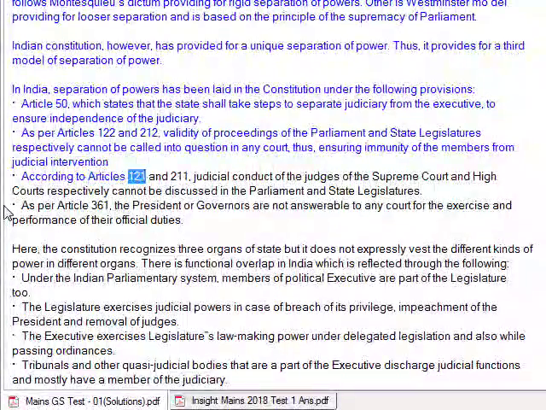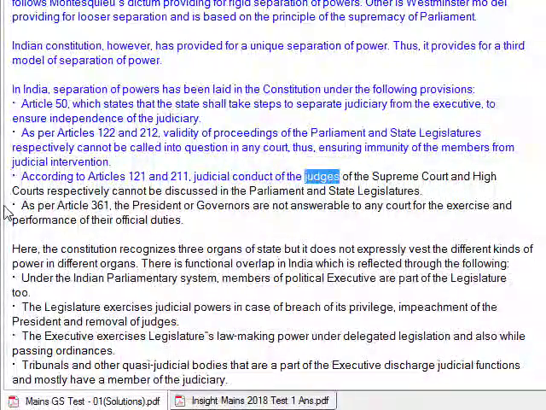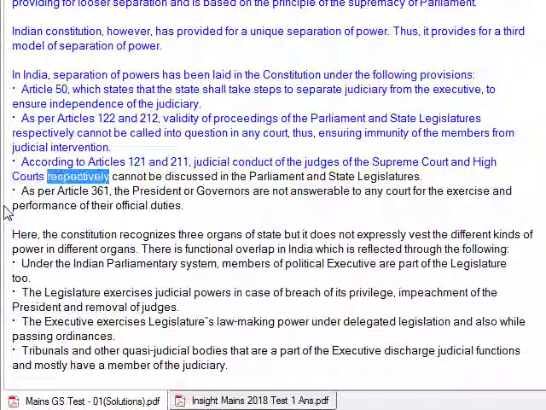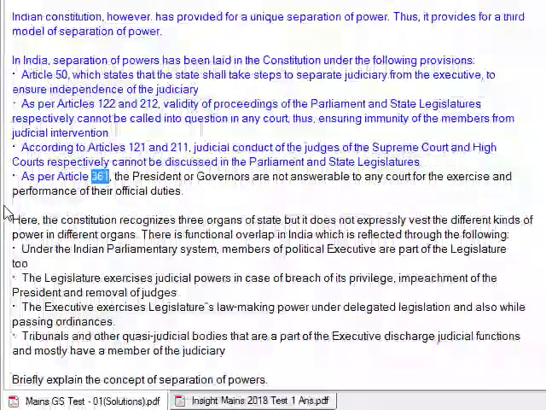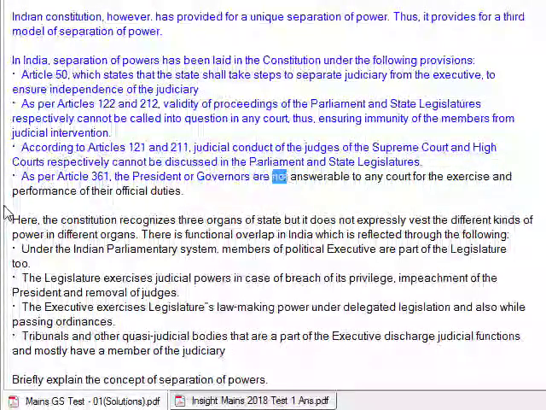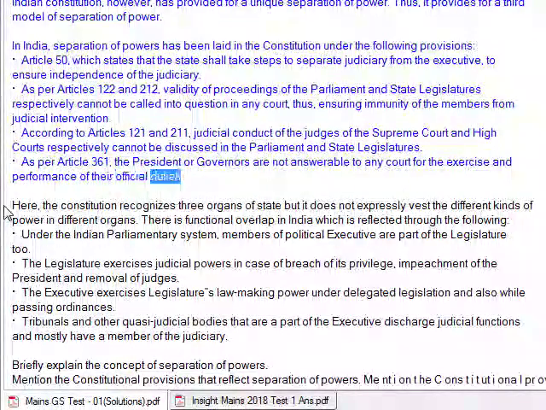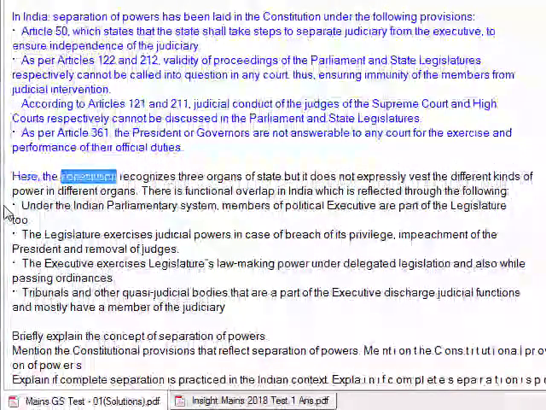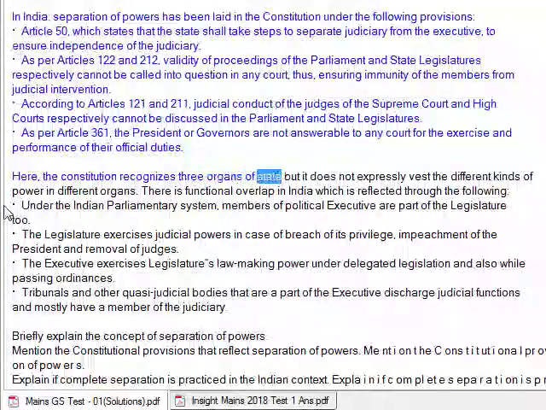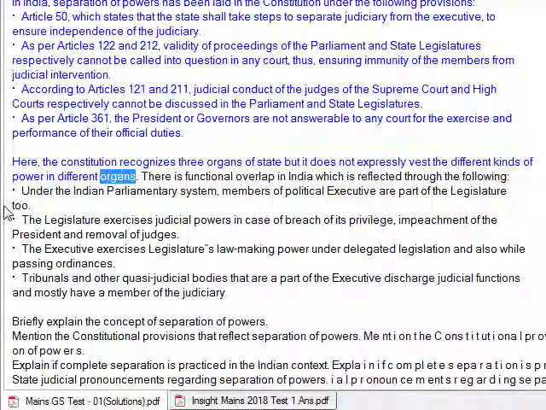According to Articles 121 and 211, judicial conduct of the judges of the Supreme Court and High Courts respectively cannot be discussed in the Parliament and state legislatures. As per Article 361, the President or Governors are not answerable to any court for the exercise and performance of their official duties. Here, the Constitution recognizes the organs of state, but it does not expressly vest the different kinds of power in different organs.